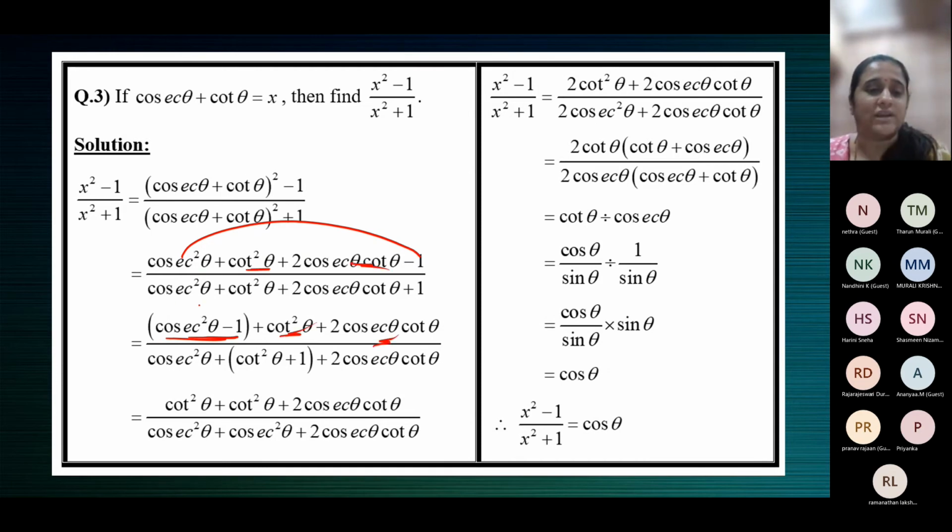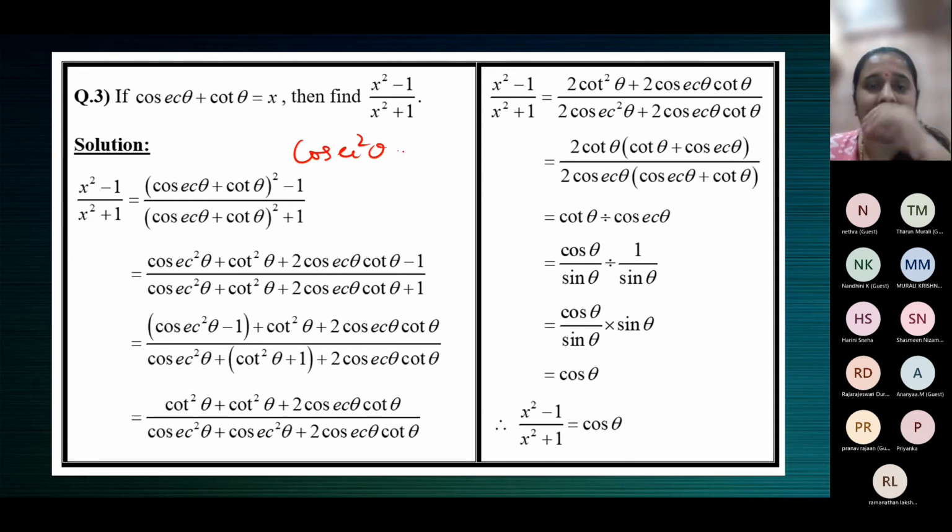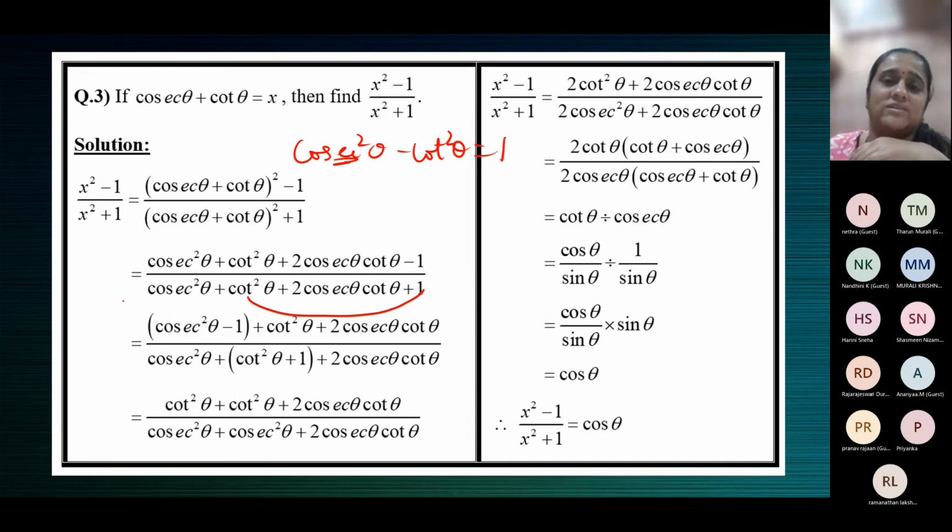And in the denominator, cot square theta plus 1 is cosecant square theta. See here. Cosecant square theta minus cot square theta is equal to 1. So if you group cot square theta plus 1 in the denominator, what is 1 plus cot square theta? Cosecant square theta. So group where you can use the identity, that's all. Here, if you group cosecant square theta minus 1, in the next step, you can write cot square theta. In the denominator, cot square theta plus 1 is cosecant square theta.